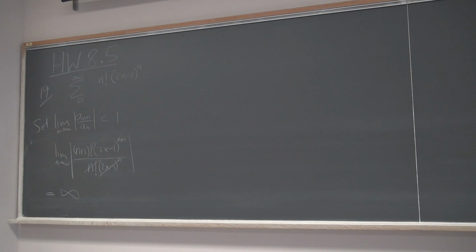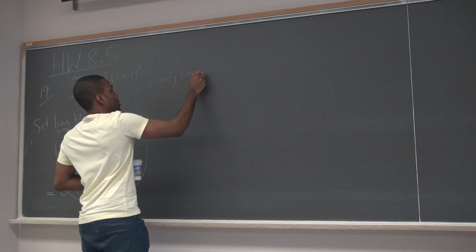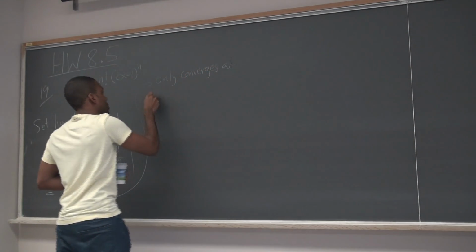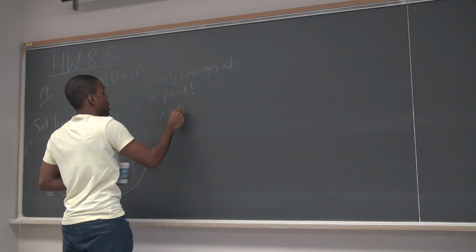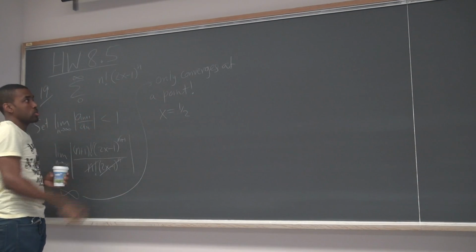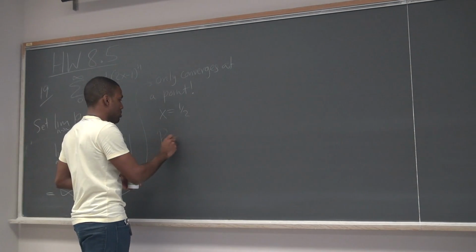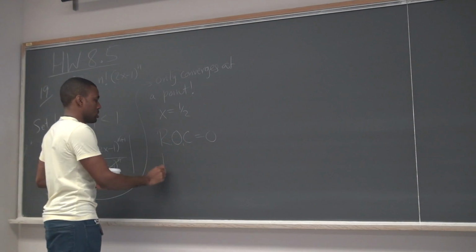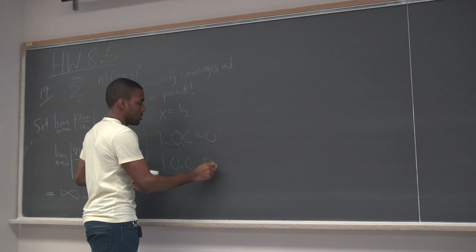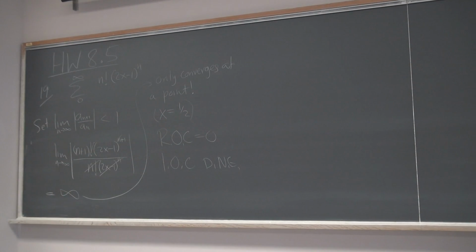What does that mean? There's only one x value, meaning it only converges at a point, i.e., x equals a half. If x equals a half, this guy goes to 0, and then you're just summing 0, that will converge. So the radius of convergence is 0, and there's no interval of convergence. It converges only for the value x equals a half, otherwise it's going to diverge.